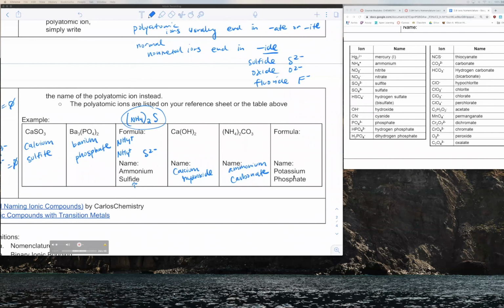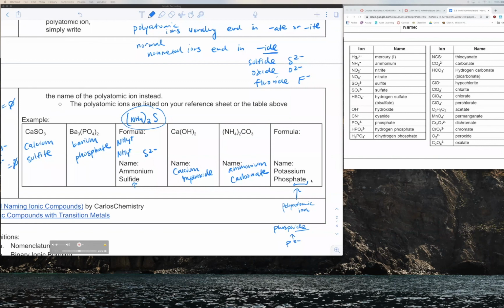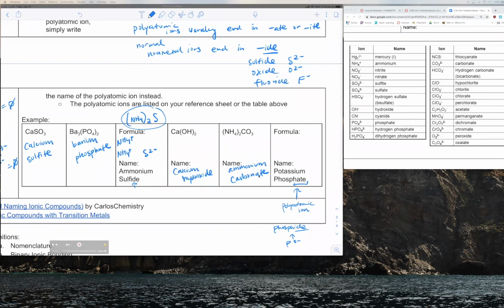And then the last one here is potassium phosphate. Again, this ATE ending tells you that you have a polyatomic ion. If it said phosphide, that would tell you that you just have phosphorus, like P3-. But the ATE tells you that you have a polyatomic ion. So right here, you can see phosphate.